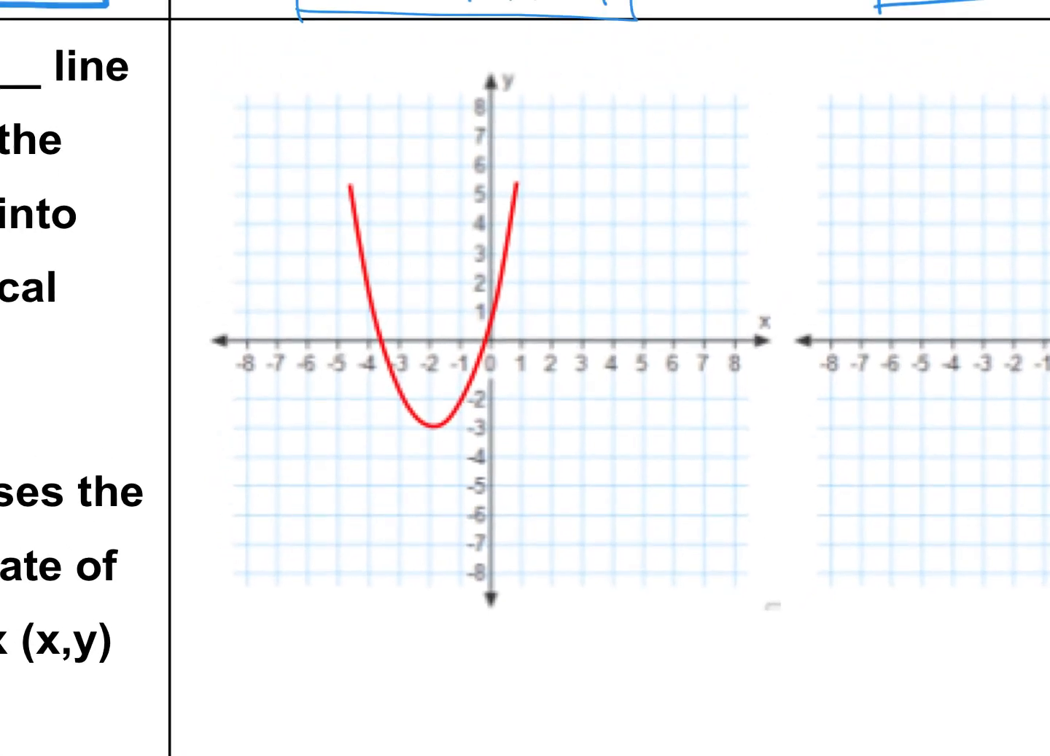Okay, so my vertex is right here. And then I'm going to draw a vertical line through that. I like to put mine dotted so that I don't mistake it with one of my graphs or one of my parabolas. So that's my axis of symmetry. If I looked at the number it's touching -2, so it would be x equals -2.